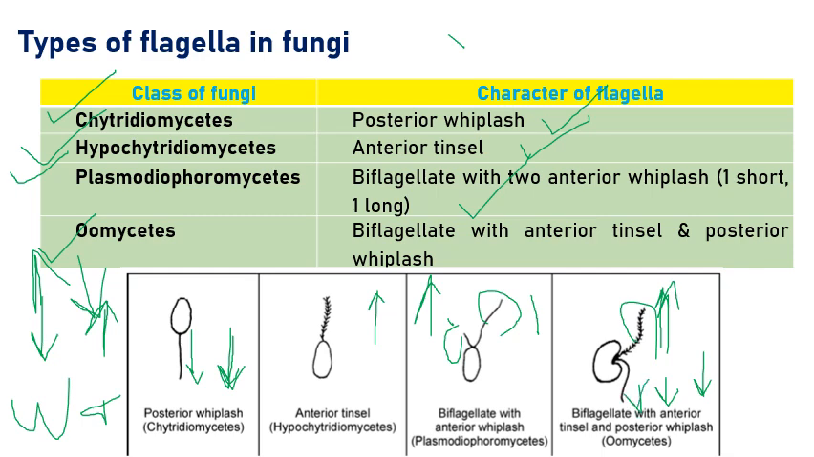We can expect one question from this type of flagellation, like Plasmodiophoromycetes is an example of which kind of flagellation, or biflagellate with two anterior whiplash types of flagella are present in, or biflagellate with anterior tinsel and posterior whiplash type of flagella is present in, something like that they will definitely ask. It's very important.